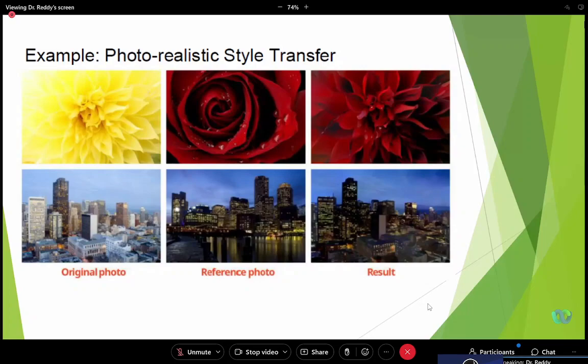Now, similarly, another example, photorealistic style transfer. There is an input image, the original image, and I'm going to give one more image to the model, which is just a reference image. I'm not going to do anything with that image. I'm going to take some properties from that image as a reference, and add that reference to the first image. It's known as photorealistic style transfer. Are you following me? In this photorealistic style transfer, I take some reference from the second image and add it to the first image.